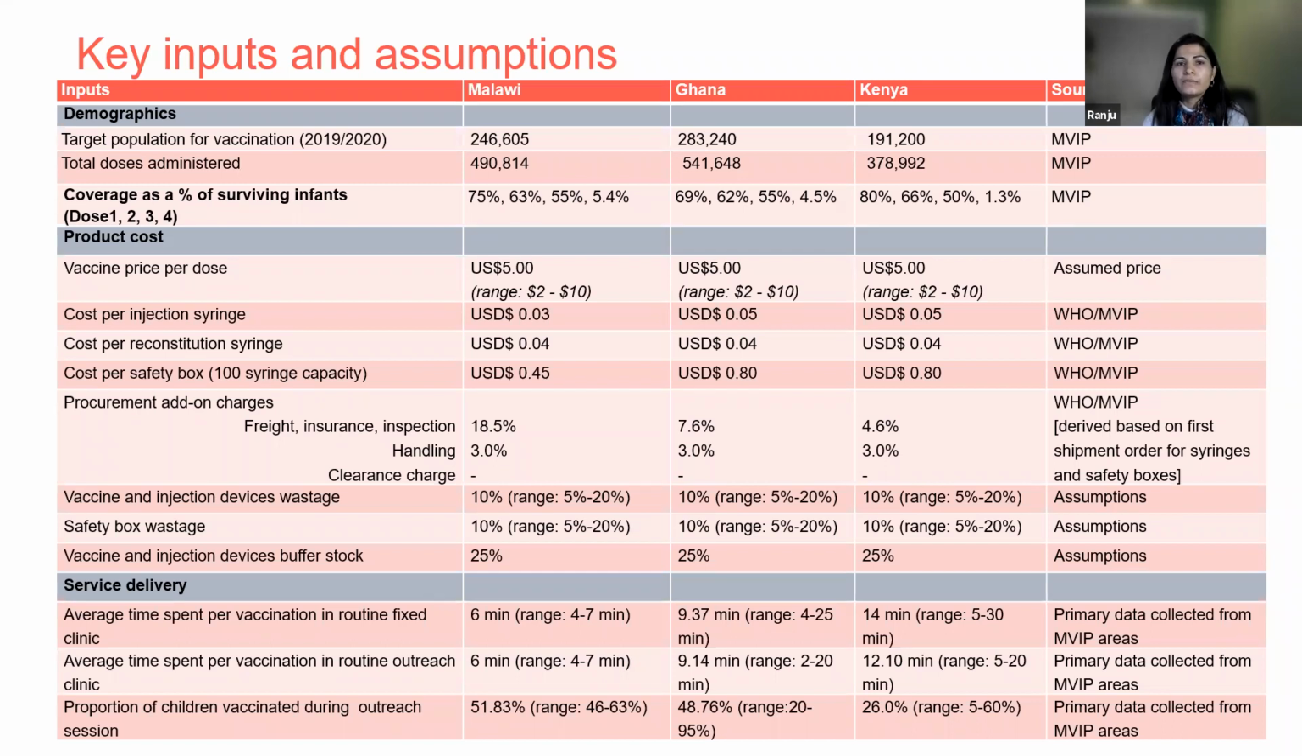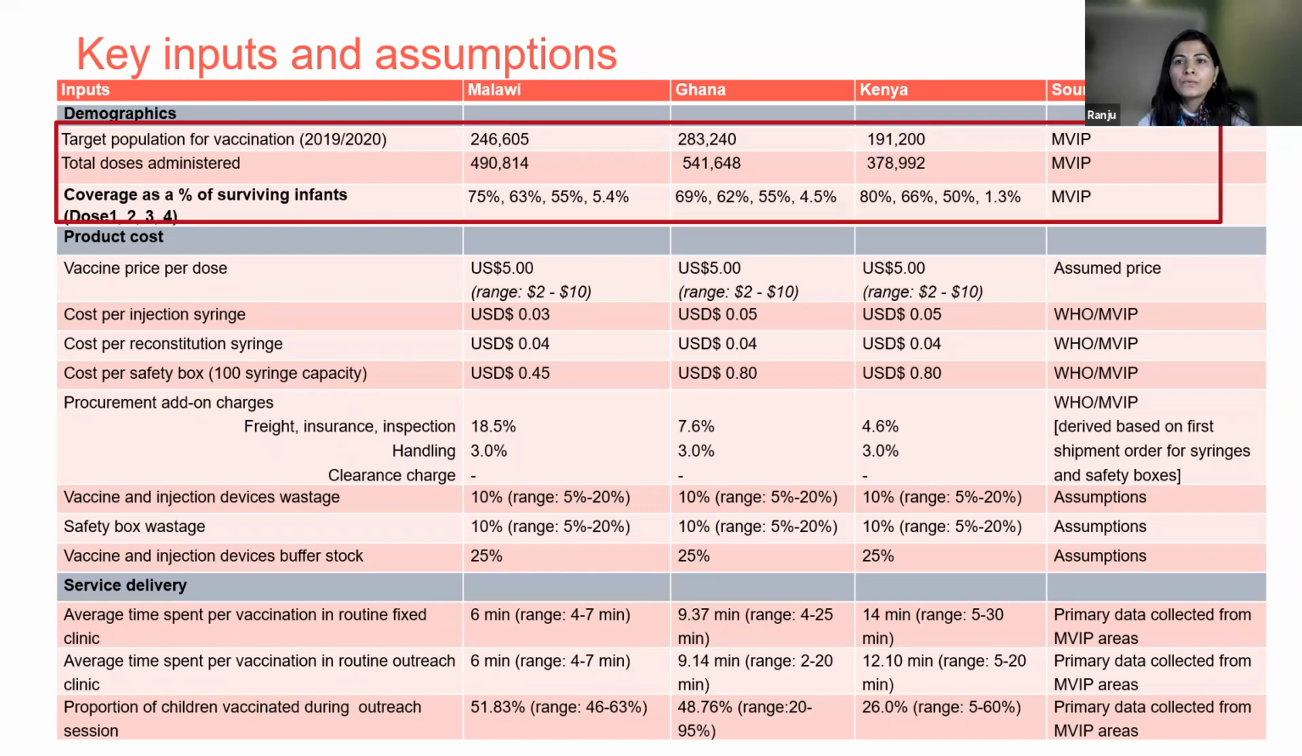Now, this is a very, very busy slide, but I think an important one, which describes the key inputs that were used to inform the analysis. First, looking at the demographics of the total target population during 2019 and 2020, for those many months, the children who were eligible: we had for Malawi around 250,000 children eligible for receiving this vaccine, Ghana 283,000, and in Kenya 191,000.